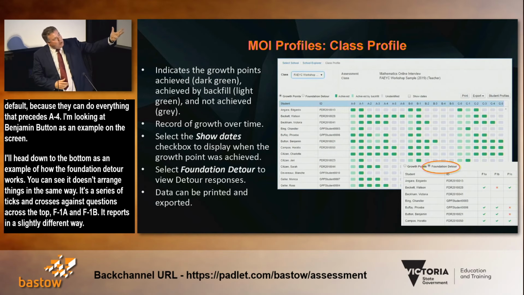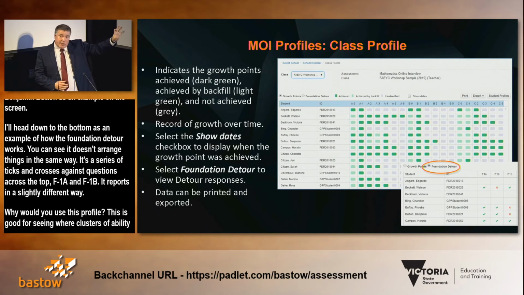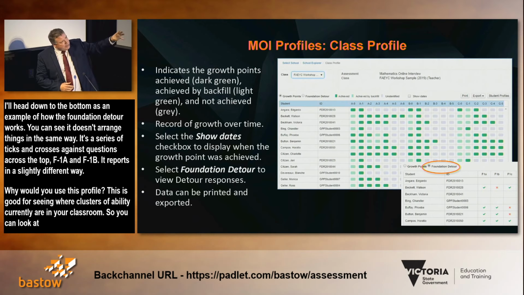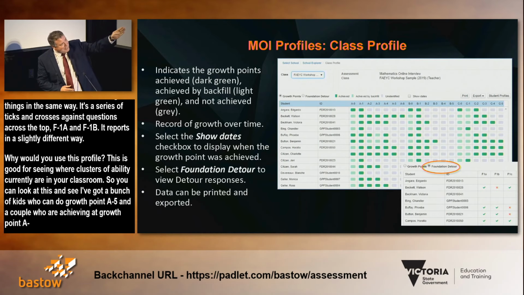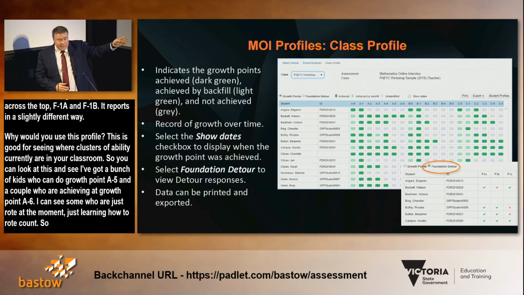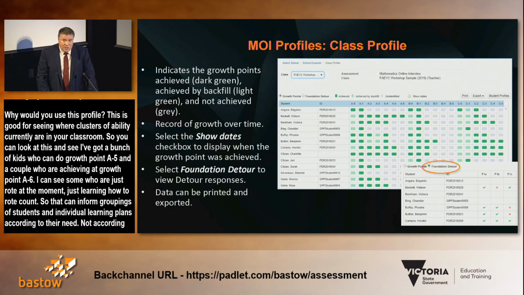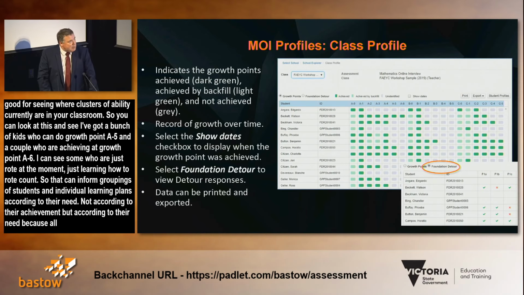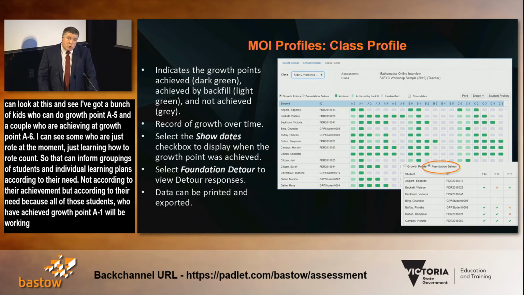Why would you use this profile? This is really good for seeing where clusters of ability currently are in your classroom. So you can look at this and see I've got a bunch of kids who can do growth point A5 and a couple who are achieving at growth point A6. I can see some who are just learning how to rote count. So that can inform groupings of students and individual learning plans according to their need. Not according to their achievement, but according to their need, because all of those students who've achieved growth point A1 will be working towards growth point A2.